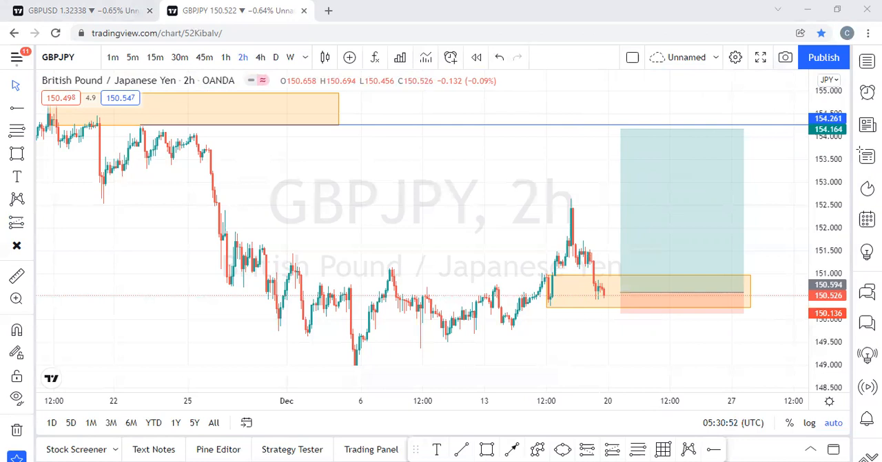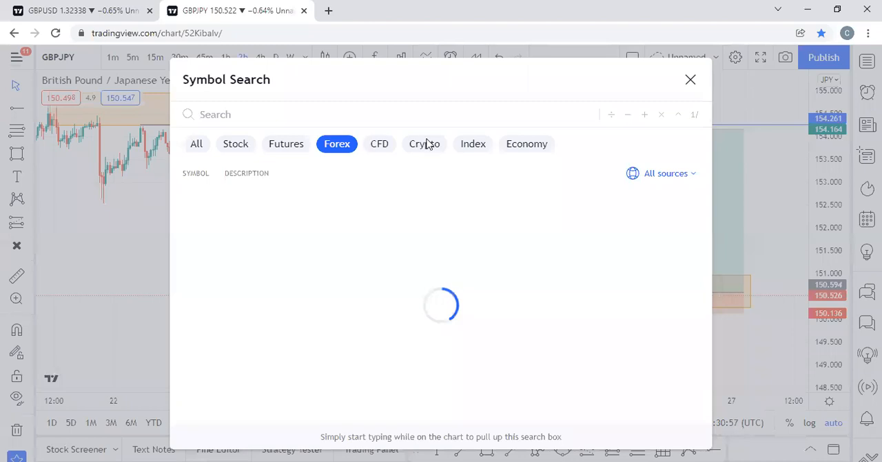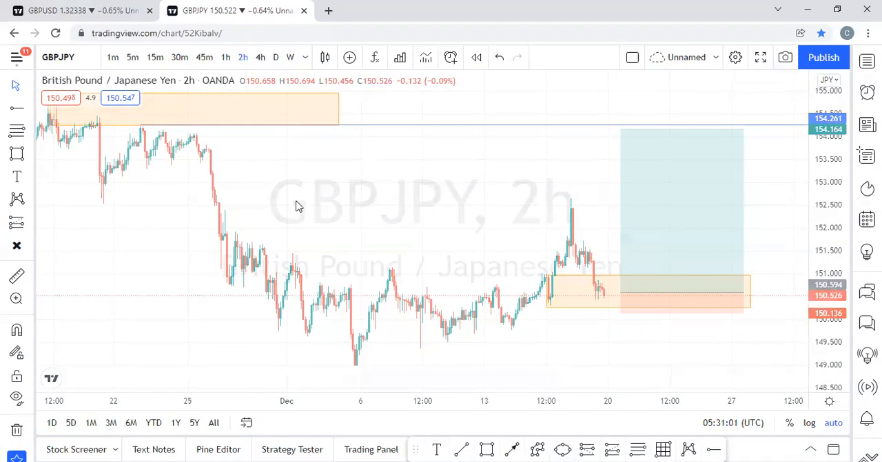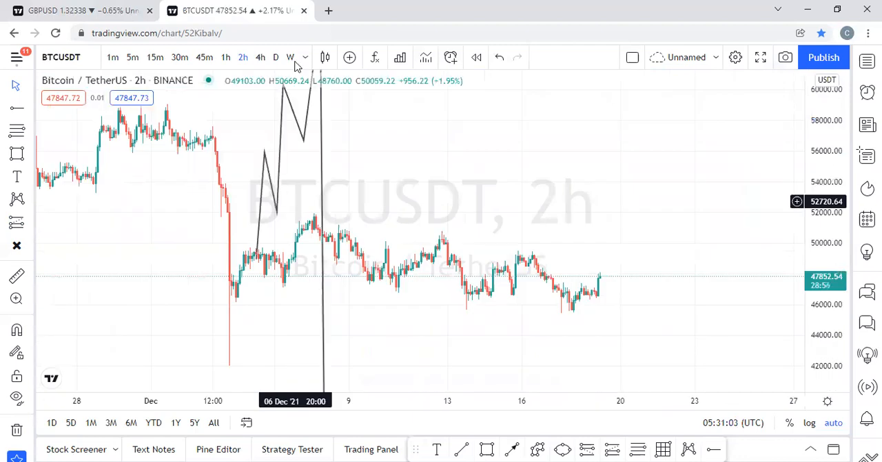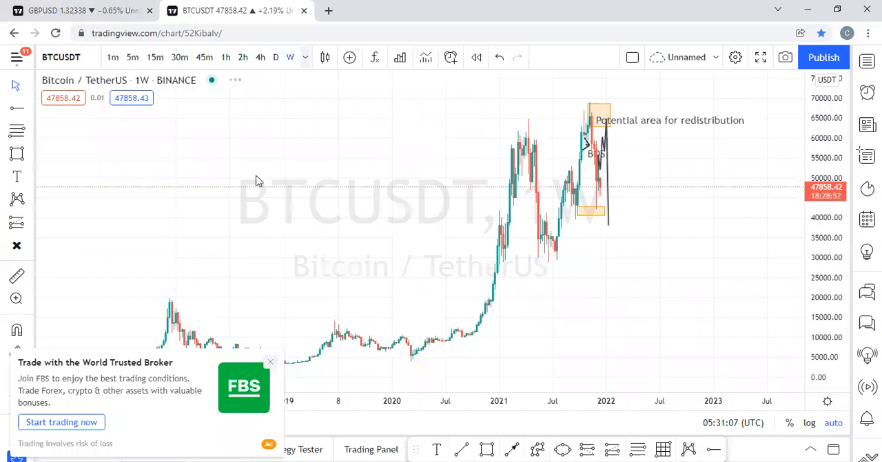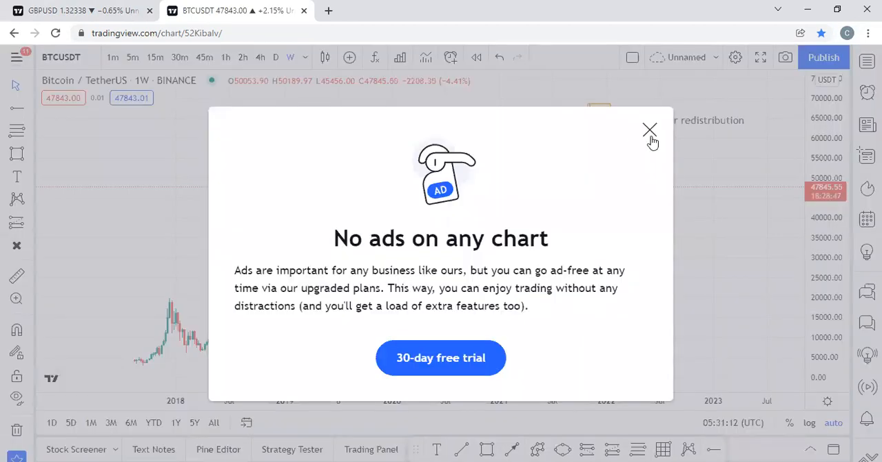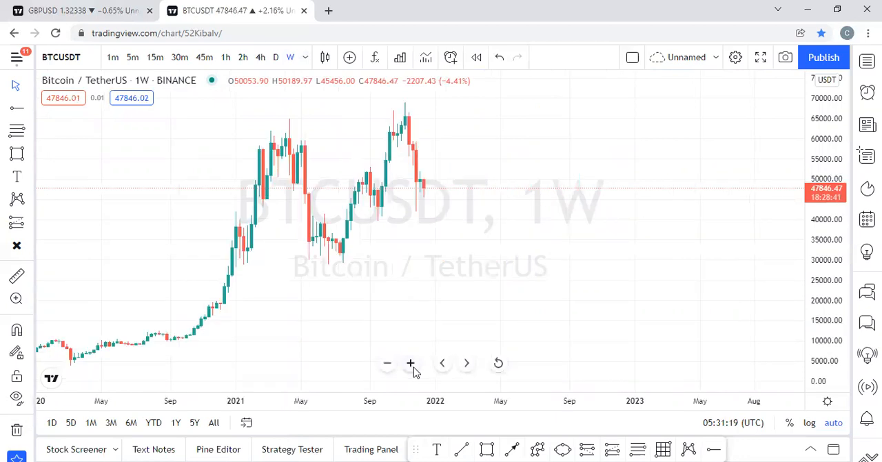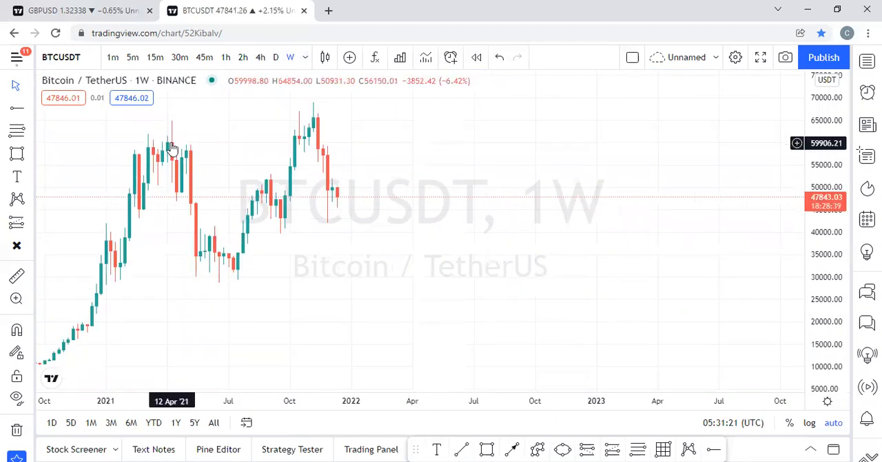Let us look at maybe one cryptocurrency. Let's look at Ethereum against the US dollar. You remember the concept: we go to the weekly time frame first. Let's remove all this. If you remove everything here, you can see that this market is pretty bullish.